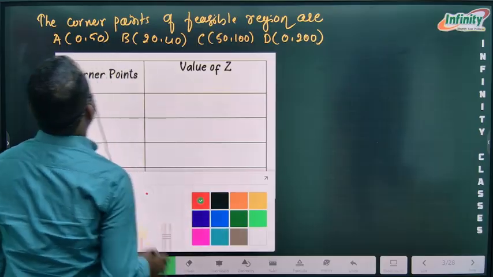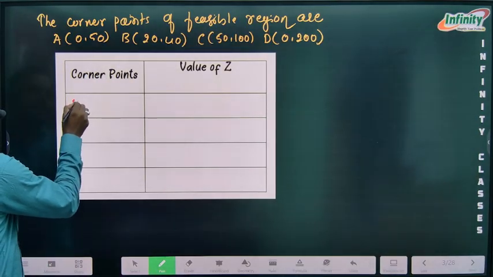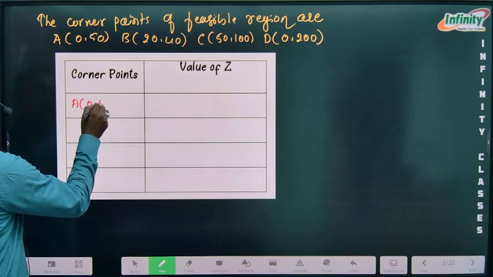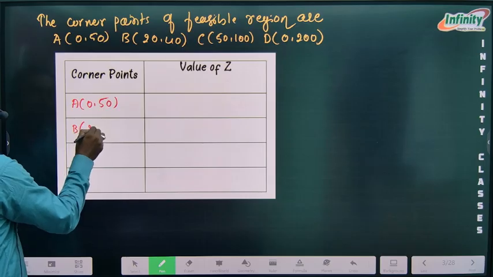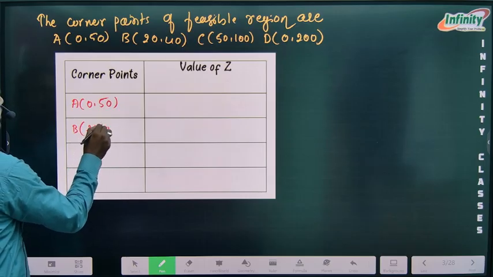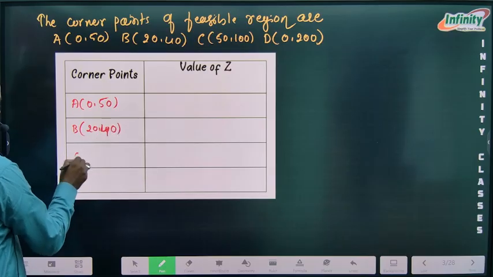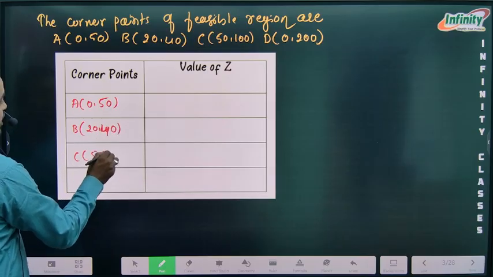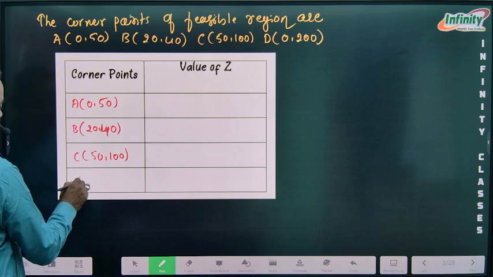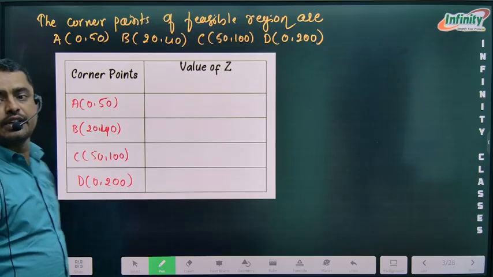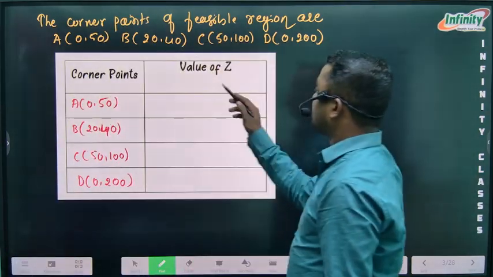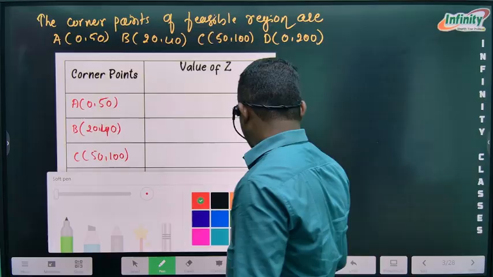The corner points are A: 0 comma 50, B: 20 comma 40, C: 50 comma 100, and D: 0 comma 200. After writing this coordinate table, find the maximum value and minimum value of the objective function.